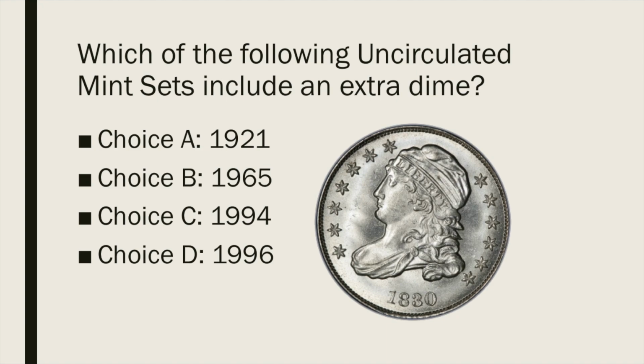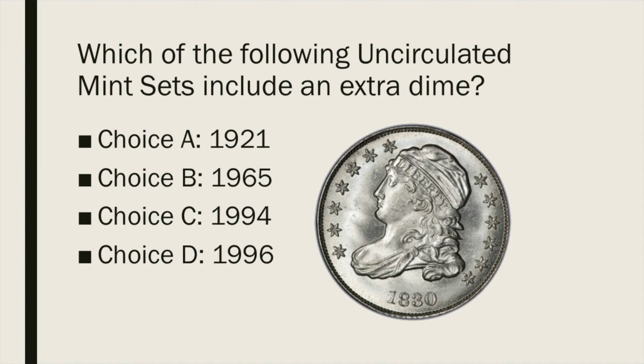Our first question is, which of the following uncirculated mint sets includes an extra dime? The 1830 is not one of our options. It's just a cool uncirculated dime. Choice A, 1921. Choice B, 1965. Choice C, 1994. And choice D is 1996.